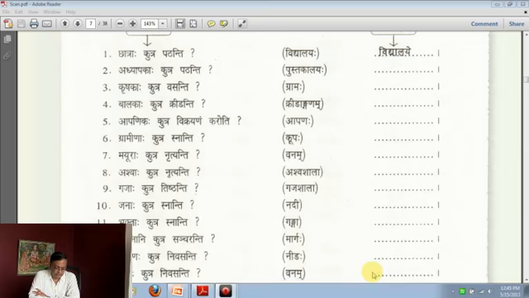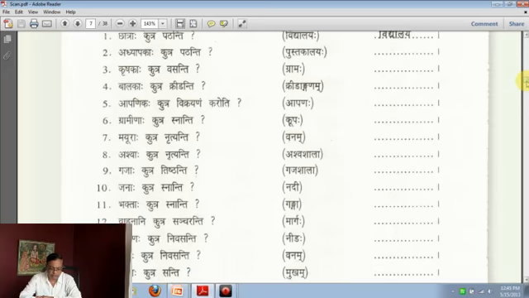Right. Next. जनाः कुत्र स्नान्ति. Janaha Kutra Snanti. Where do people take bath? Janaha Nadyam Snanti, Nadyam in Saptami. Snati, Snatah, Snanti. Snanam Kurvanti. Snanti means Snanam Kurvanti.